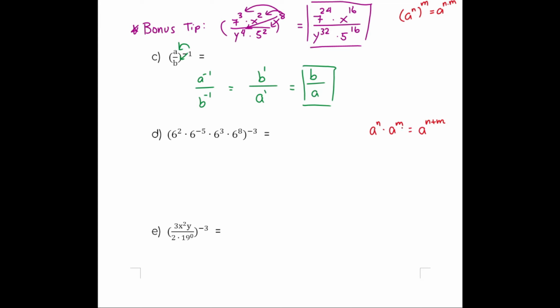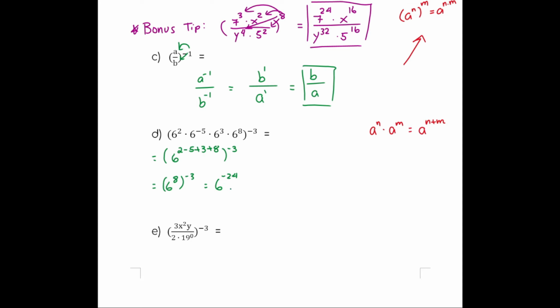We have two things being multiplied together. They have the same base, so we can add their exponents together. So what do we get here? We get 6 to the 2 minus 5 plus 3 plus 8, and then we still have this down the outside, okay? So 2 minus 5 plus 3, that's just 0, plus 8 is going to be 6 to the 8. All to the minus 3, we have something raised to an exponent that is raised to an exponent. That is this law. So that's going to give me 6 to the 8 times minus 3, which is minus 24.